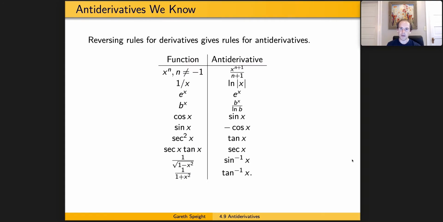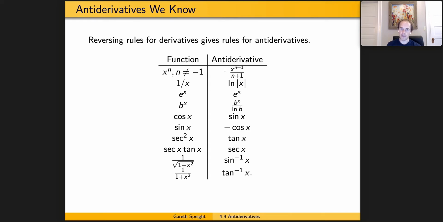Since antiderivatives are basically reversing derivatives, all the derivative rules we use can be used to give rules for antiderivatives. So here are some of the main ones that are going to be useful for us. For instance, the antiderivative of x to the n, where n is not minus 1, is x to the n plus 1 divided by n plus 1.